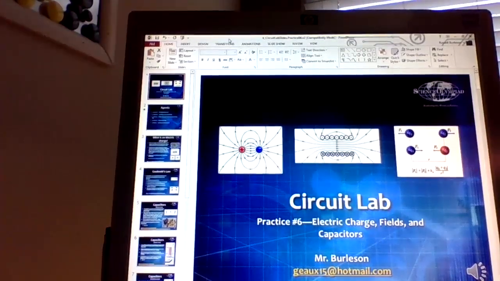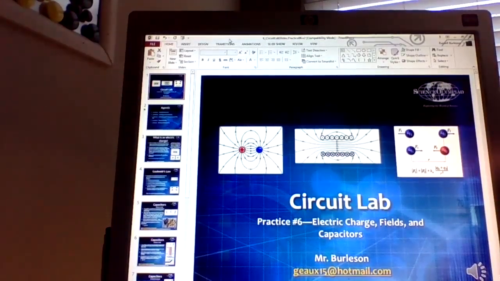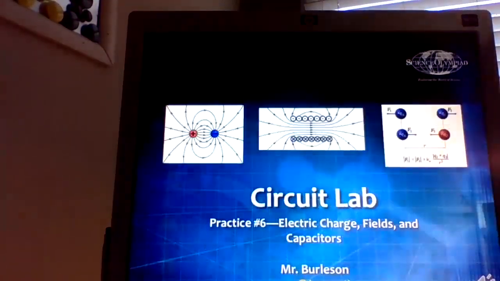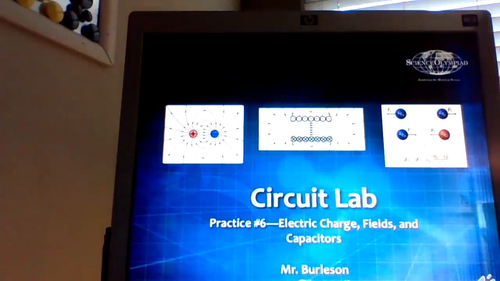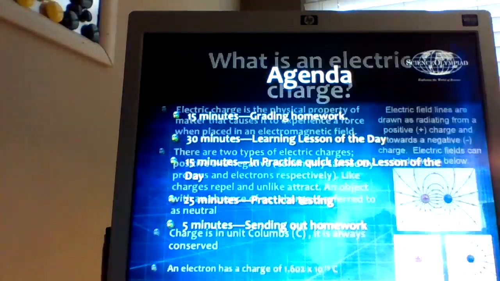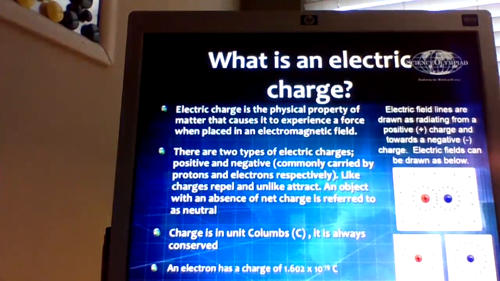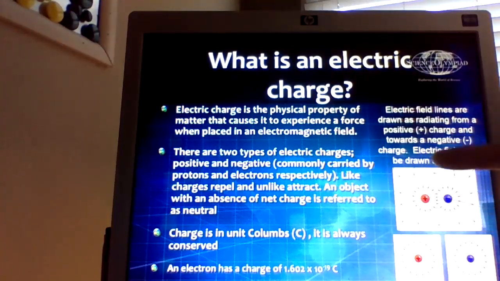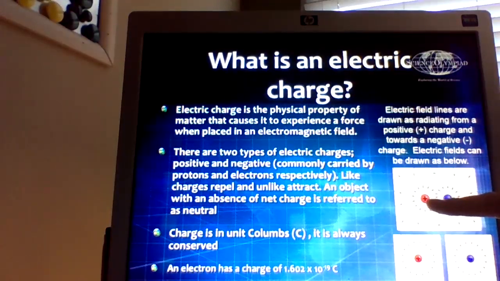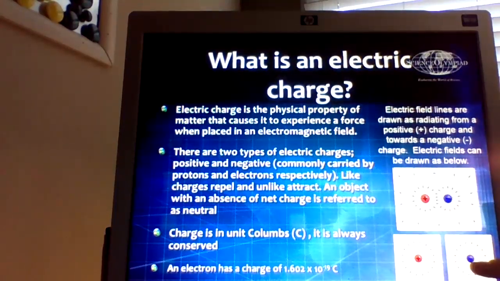Okay, so as you see, we've got Circuit Lab. Okay, so let's talk about very quickly, what is an electrical charge? An electrical charge has the physical property that it will be attracted or repulsed by an electric field. And you'll notice we put a positive charge, it's a circle of a positive, and a negative charge is a circle of a negative. Okay, so here's a positive and here's a negative.